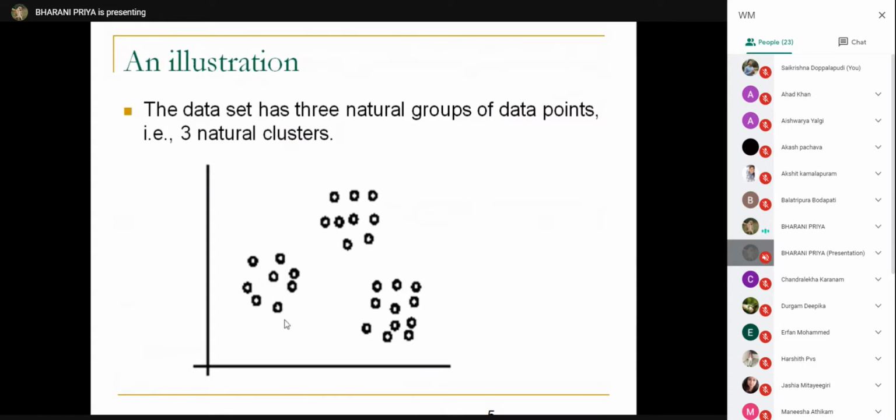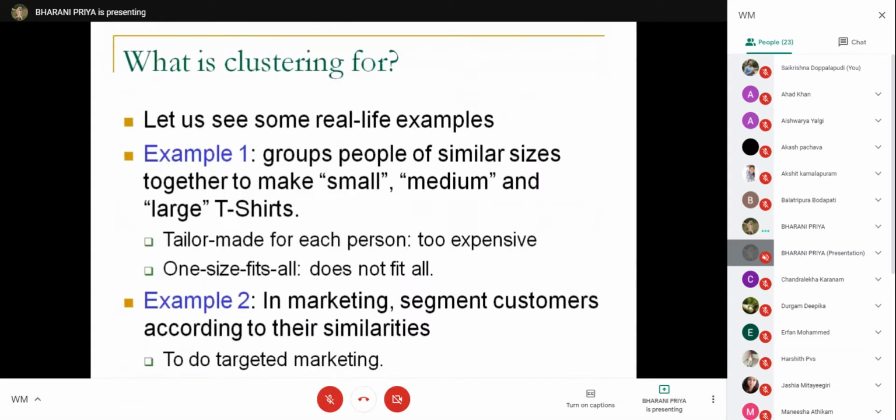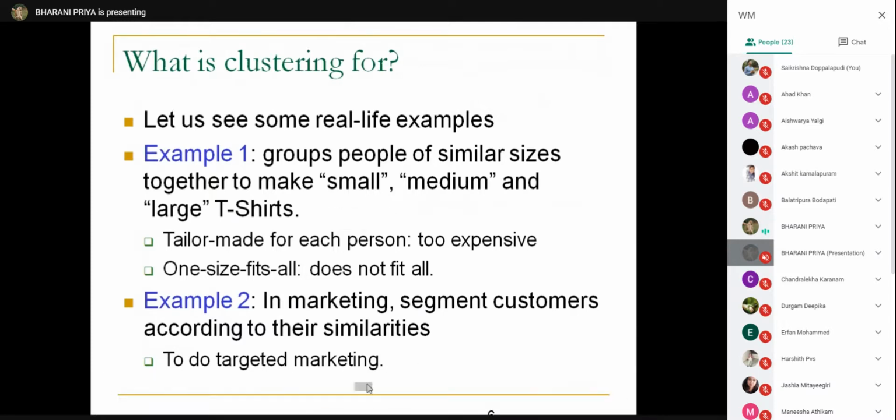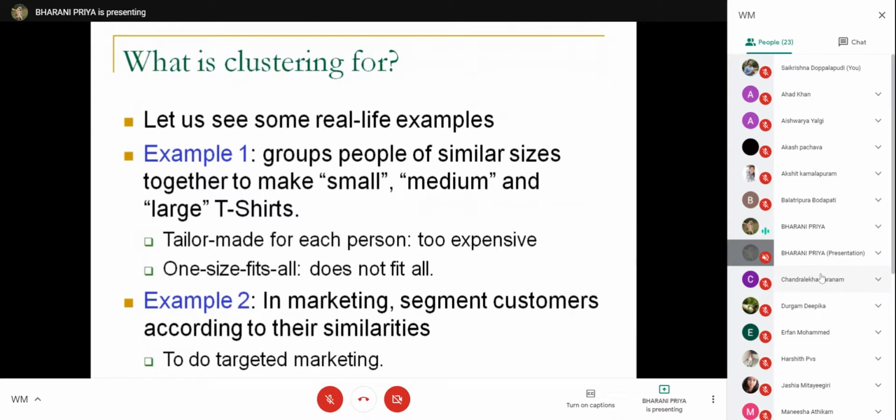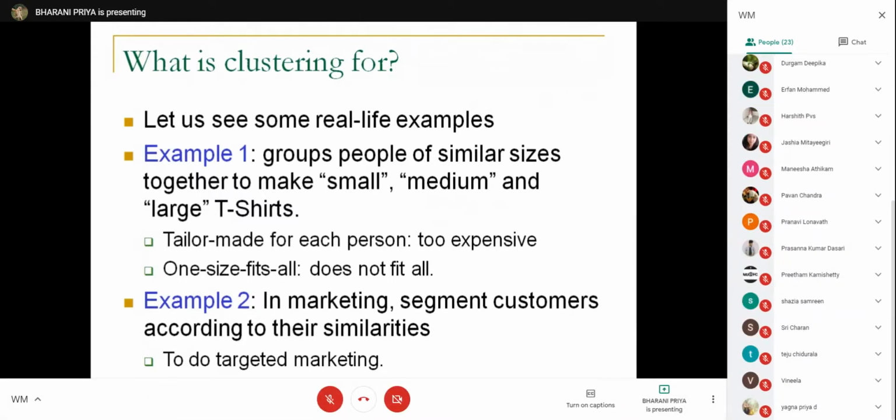So here we have plotted the different data points in the graph, and they have been grouped into 3 clusters. Why is clustering required? For example 1, clustering is required to group the people according to their sizes so that the tailor can stitch the clothes according to their size. Because you cannot go for a generalized size, because a generalized size may not fit all the customers and it may lead to loss.